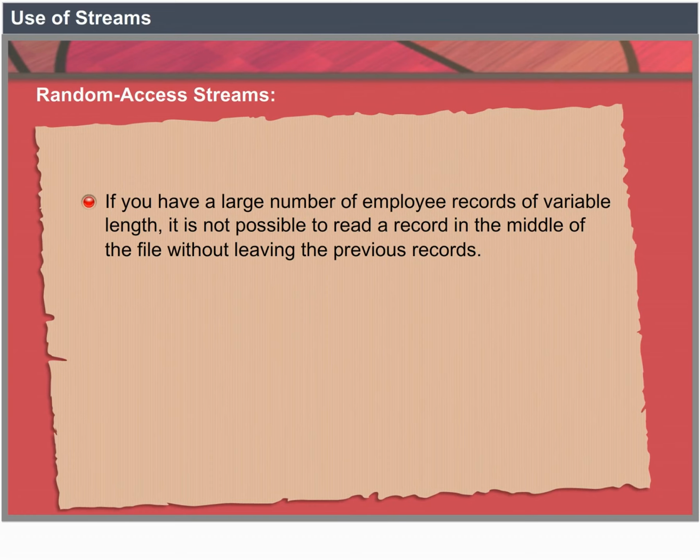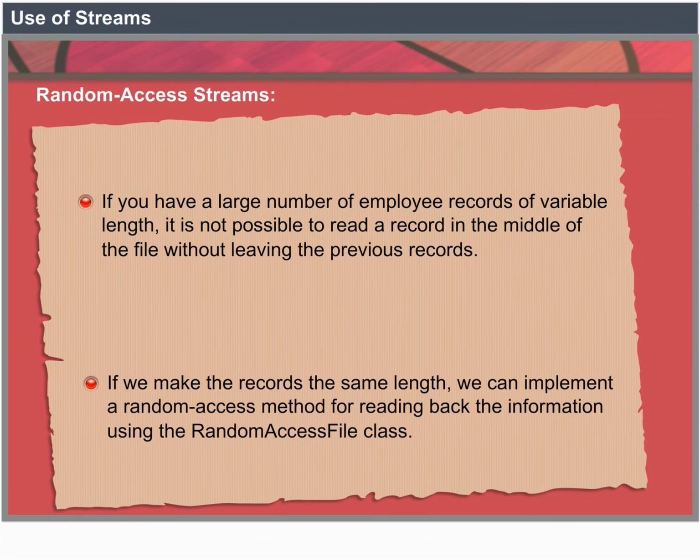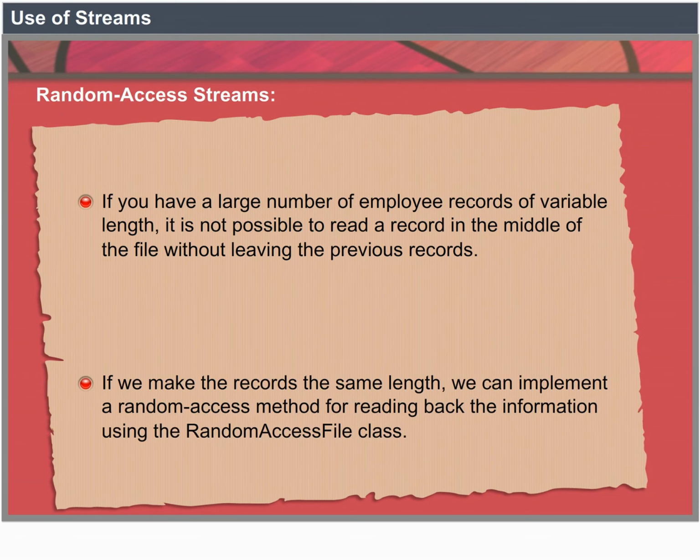Random access streams. If you have a large number of employee records of variable length, it is not possible to read a record in the middle of the file without reading the previous records. If you make the records the same length, we can implement a random access method for reading back the information using the RandomAccessFile class.